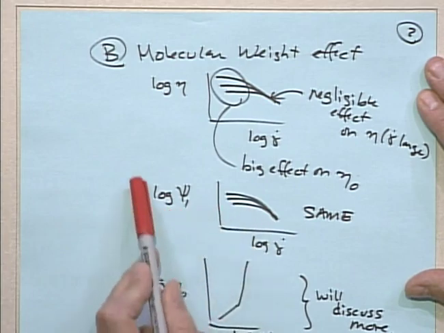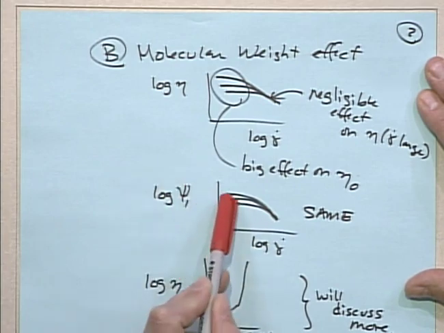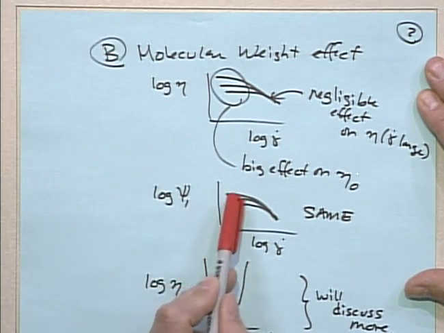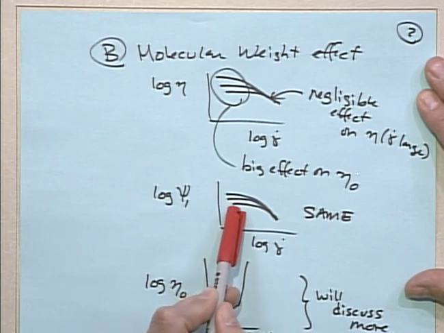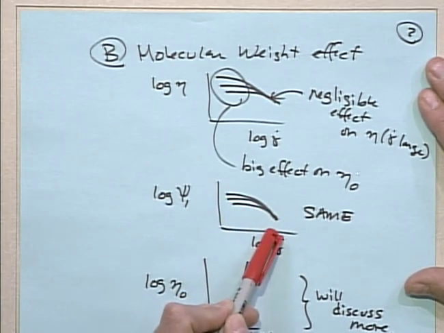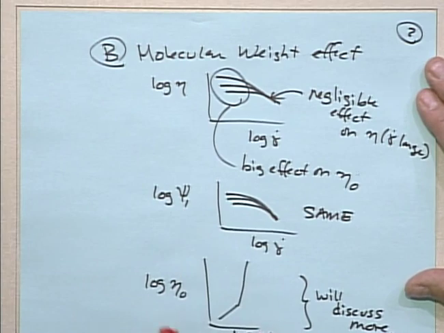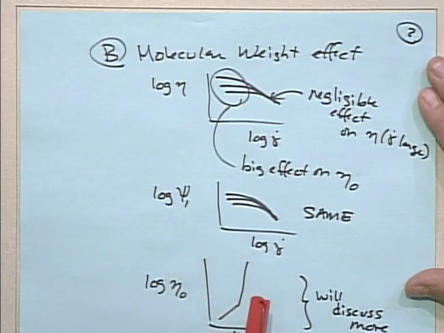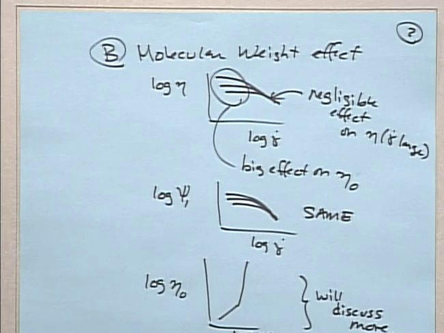The same kinds of differences are apparent in the first normal stress difference. There's a level difference at the zero shear rate and much less a difference at high shear rate. And then at the very end of class, I showed you this famous Fox-Berry plot of zero shear viscosity versus molecular weight, and this is kind of a key feature that I'm going to talk about again today.